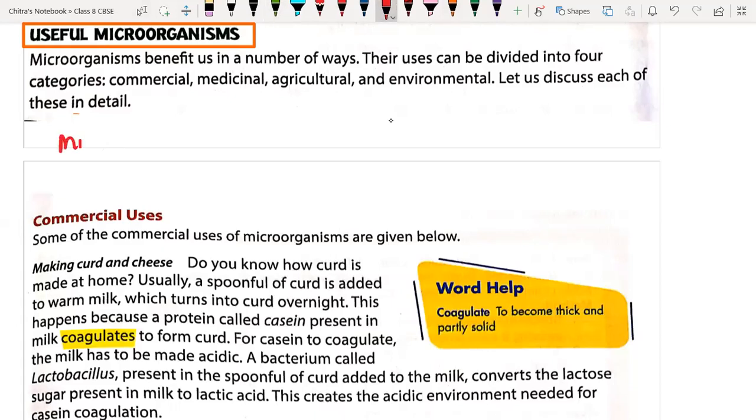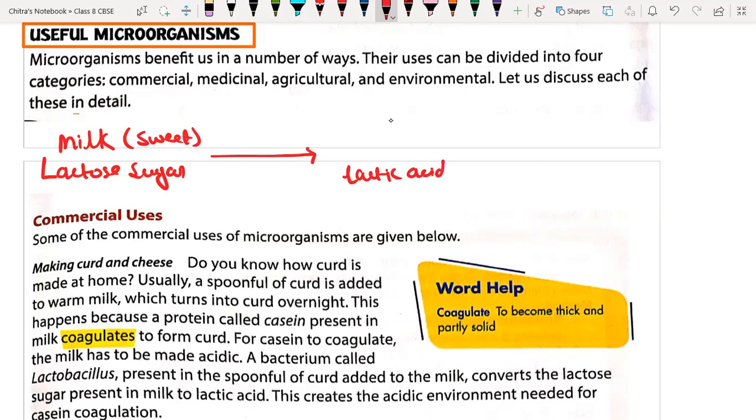So I'm writing here, milk contains lactose sugar. That's why milk is sweet in taste. But in milk we have lactobacilli bacteria, and lactobacilli bacteria have the capacity to convert that lactose sugar into lactic acid.